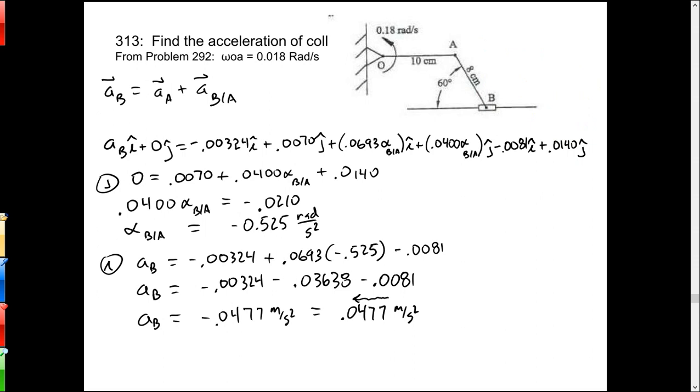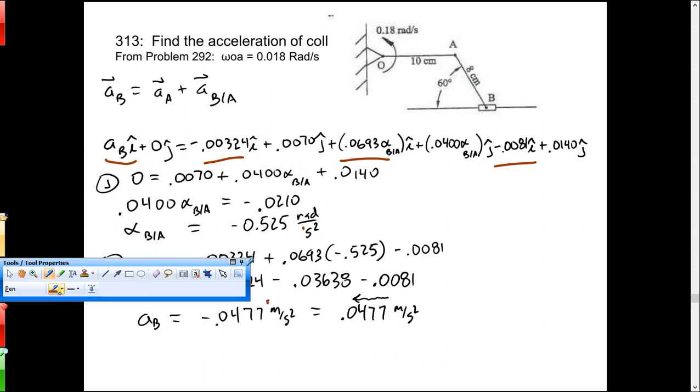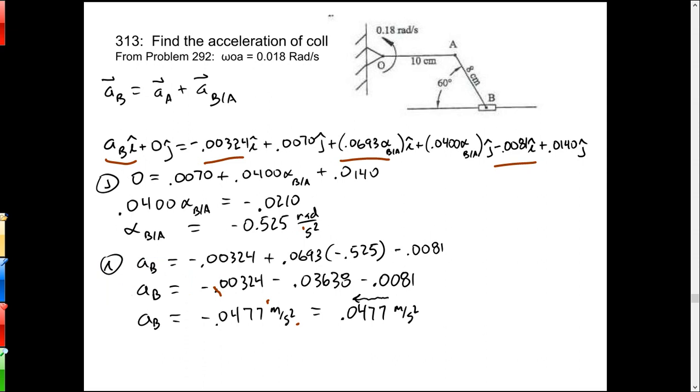So the acceleration of B on that horizontal rod is A sub A, caused by the rotation of A about O, plus A sub B with respect to A, which we just calculated. Everything I know, I just put into a big old vector equation. So I've got the I's and the J's. The I's I'm underlining here. I'm going to collect those and use that to solve for A sub B. To be able to do that, I need to use the J's to solve for alpha, okay?